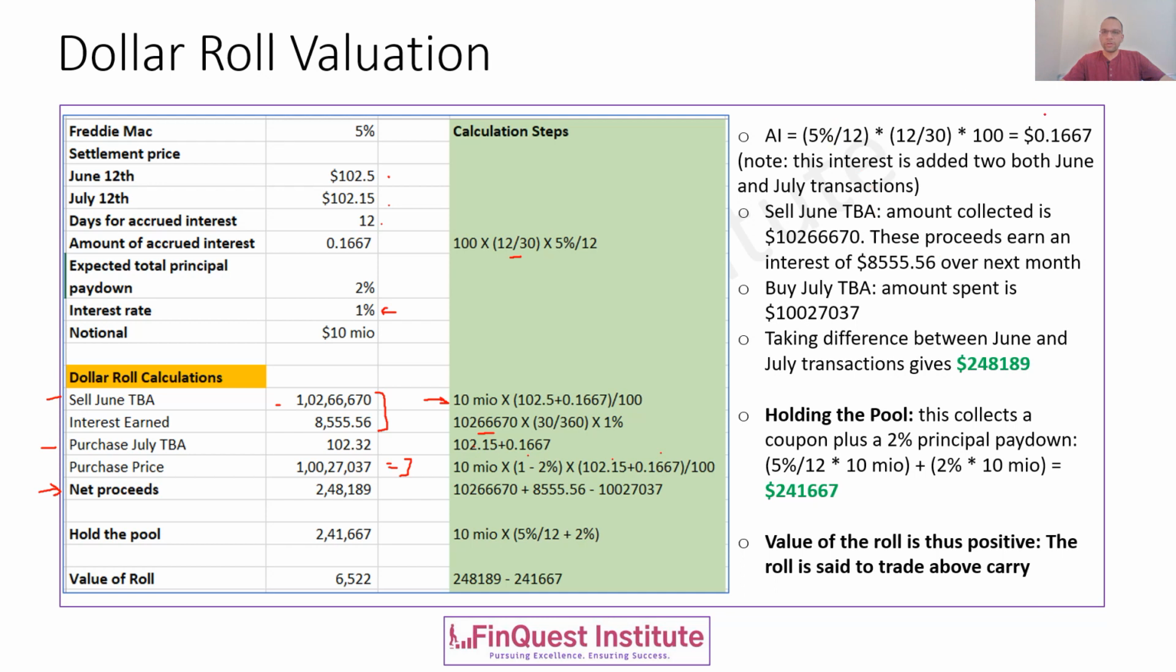So we have summarized the calculations on the right hand side. So the accrued interest, so something which we are shown in this section in green, have been again elaborated for a better understanding. We are honestly just doing two things. We are calculating the position for the rolling transaction by taking into consideration the positions for June and July. So that's like part A of the transaction. And part B of the transaction is what happens if we decide to hold a pool. So we take the difference between the two and we see whether it's positive or negative. Now here the roll is having a positive value. That means that it's trading above carry. So this is how we do a dollar roll valuation.